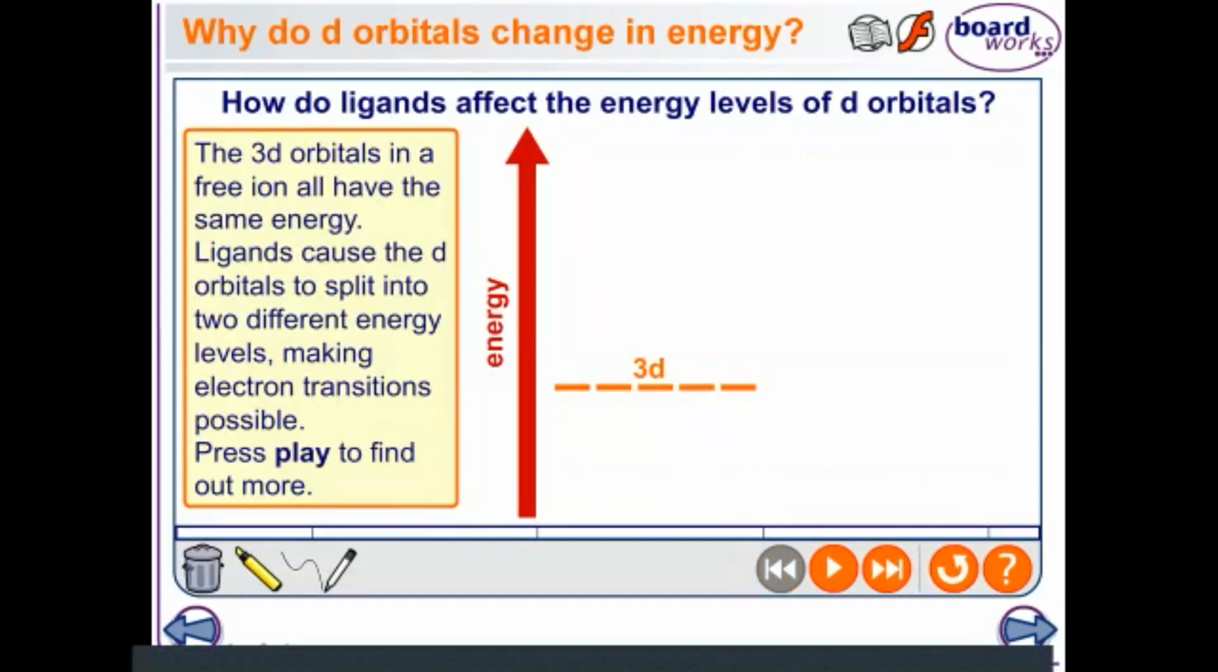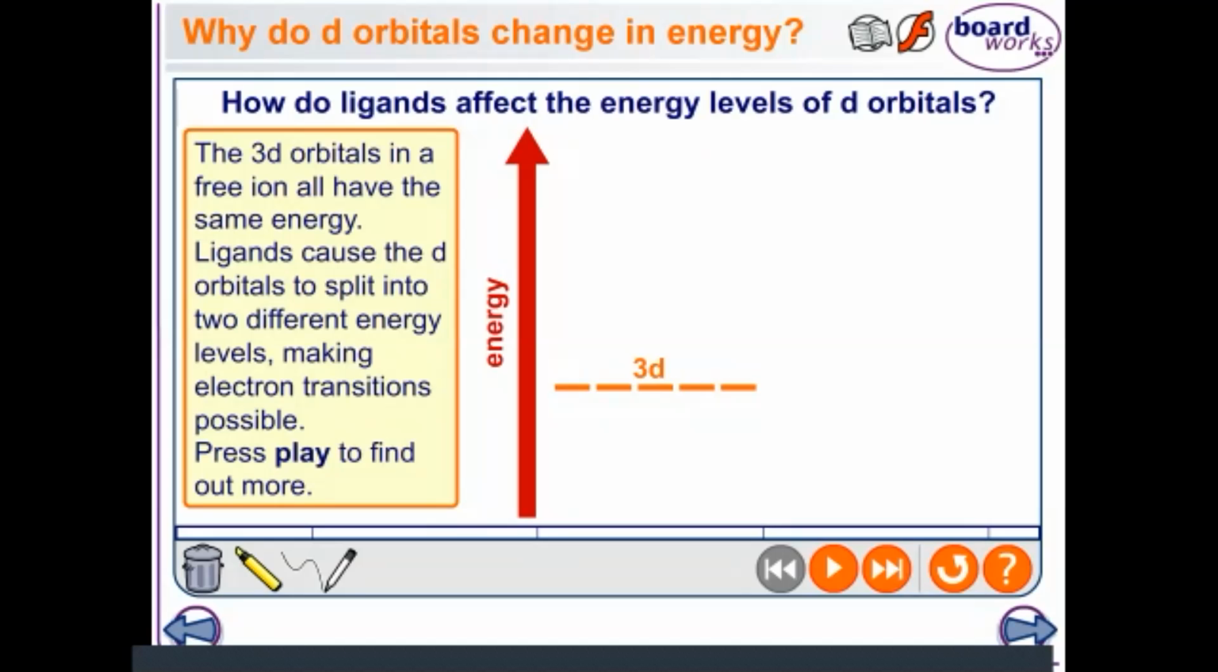So let's look at this. How do the ligands affect the energy levels of d orbitals? The five d orbitals in a free ion all have the same energy. Now, ligands cause the d orbitals to split into two different energy levels, making electron transitions possible.